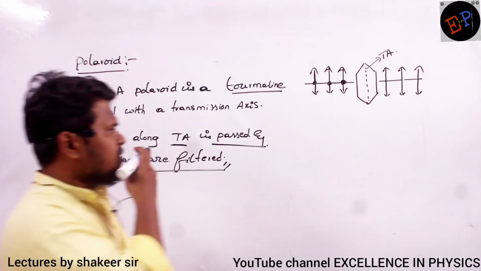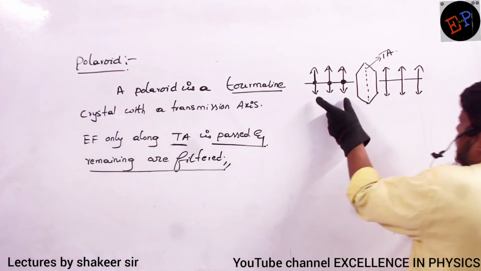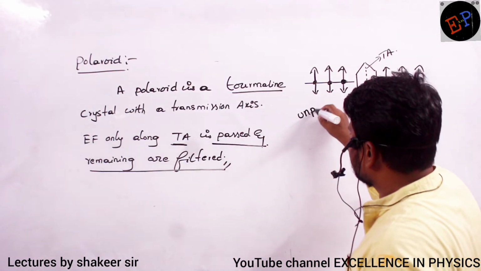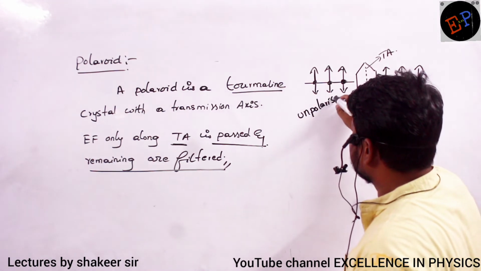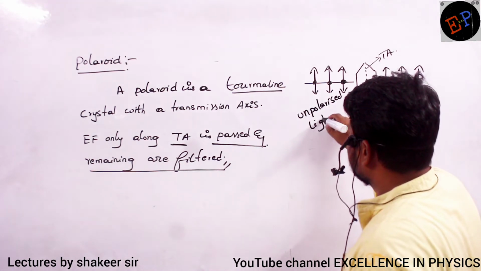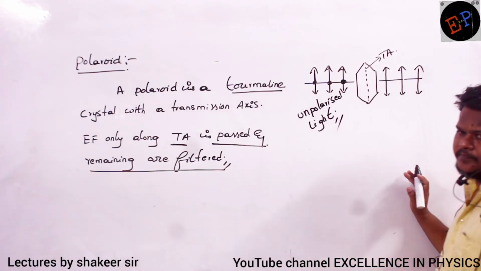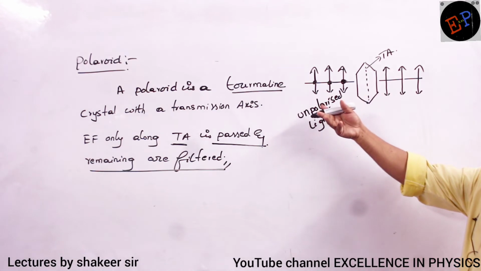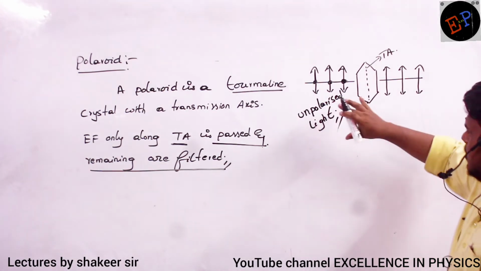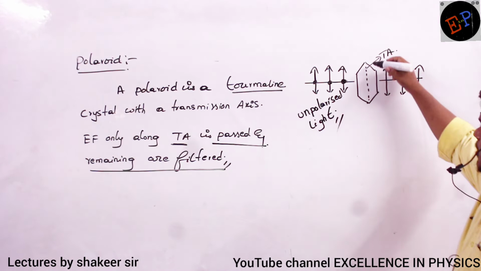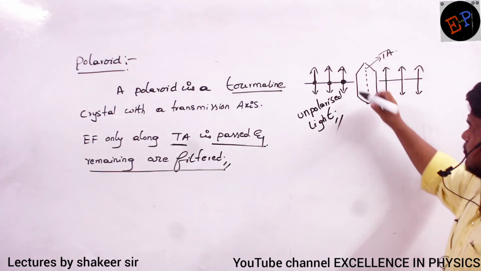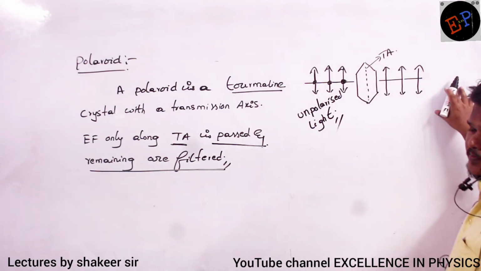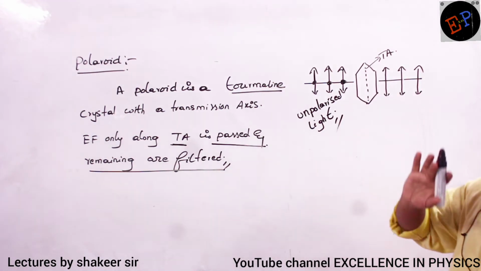What is the meaning of this here? So what is this kind of electric field? What is this light? This is called unpolarized light. Why do I call it unpolarized light? Tell me. Because electric fields are present in every dimension. Are you able to understand? But when I make it pass through a Polaroid, which has a transmission axis, only the electric field parallel to the transmission axis will pass. All the remaining electric fields will be filtered.